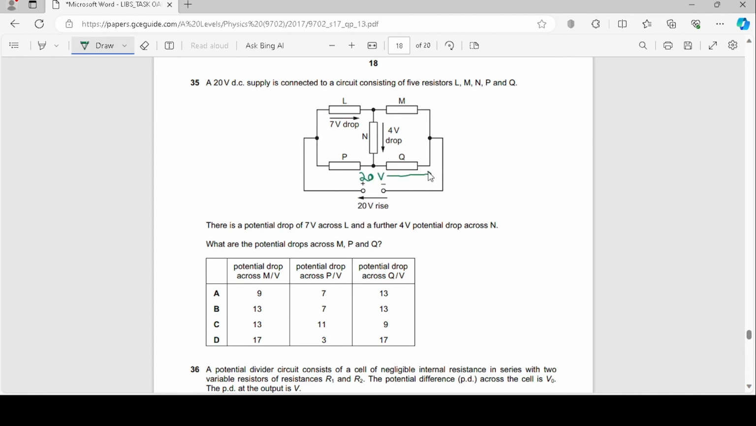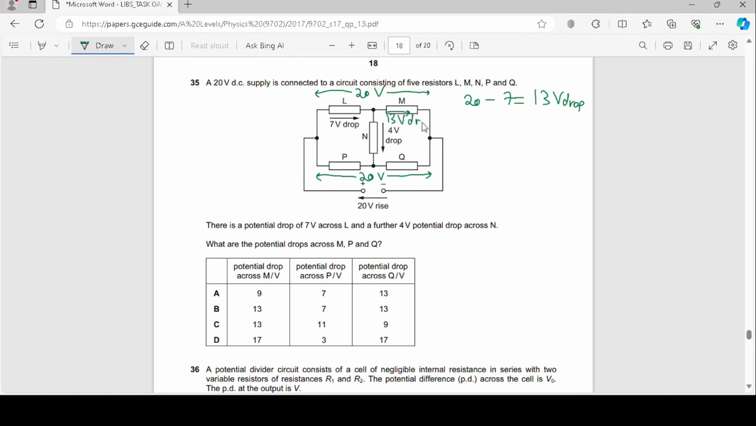Well, this is 20 volts basically, and this will also be 20 volts across P and Q and across L and M. Okay, so if this is a 7-volt drop, then in M you must have 20 minus 7, which is a 13-volt drop.